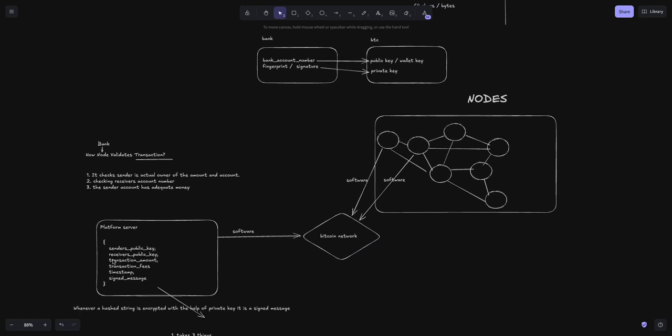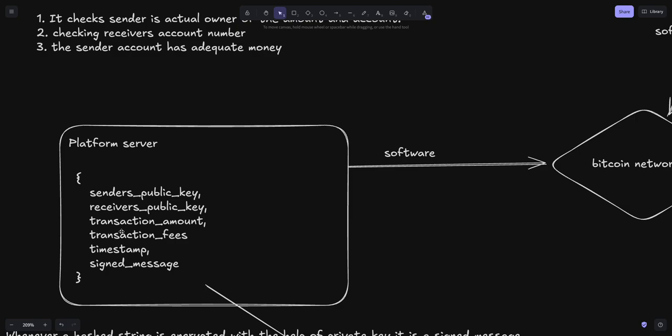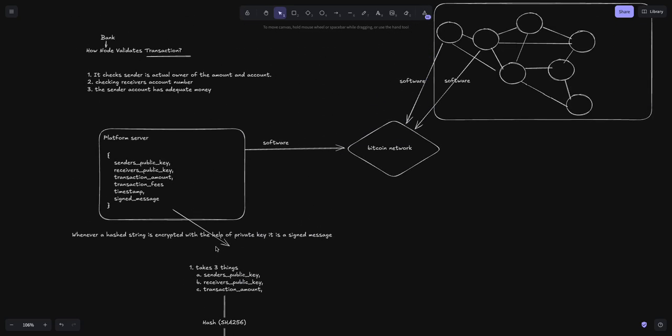Now we got the request. The platform server has created a request. They have an object ready. The money is ready to be sent. The check has been made, and it has the data on the check, and it also has a signature, which is a signed message. And we know how a signed message is created.